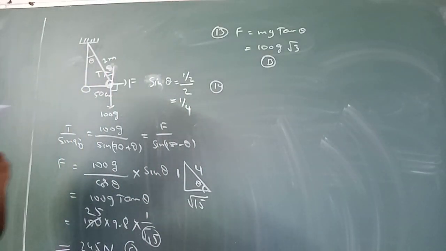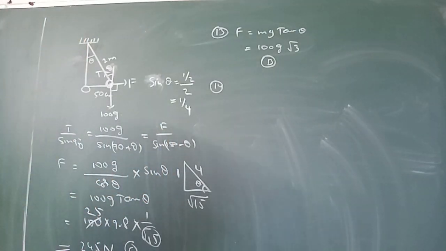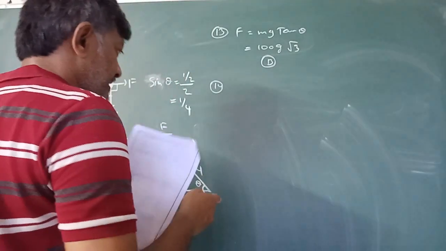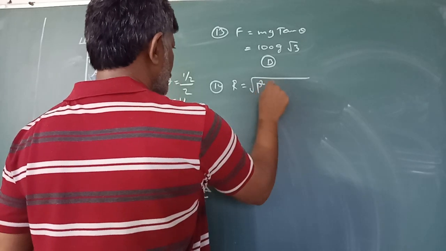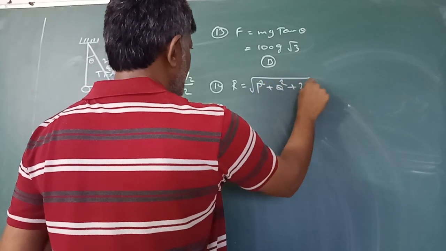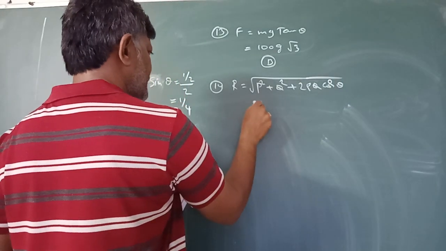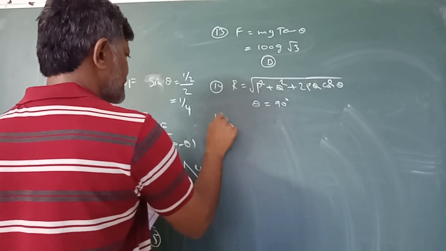two vectors of magnitudes 8 and 6 acting at a point to produce a resultant of magnitude 10. The angle between them is? Magnitudes 8, 6, resultant 10. From R is equal to root over P square plus Q square plus 2PQ cos theta, the answer is found to be theta is equal to 90 degrees. Substitute R, P, Q in this equation.